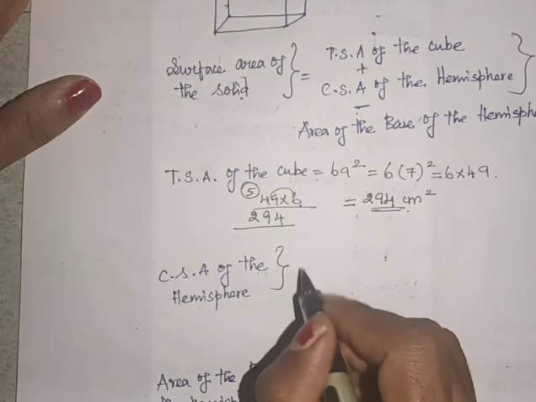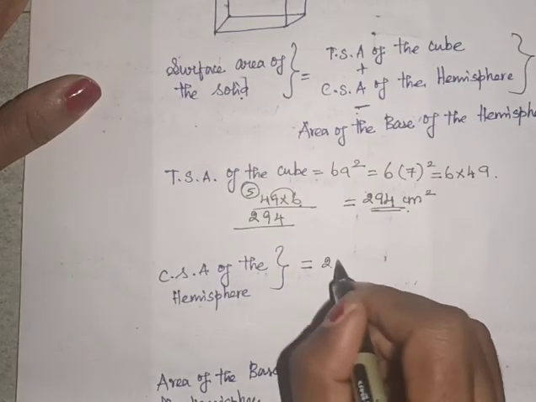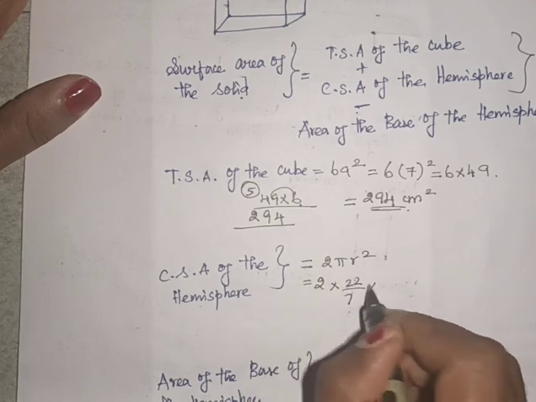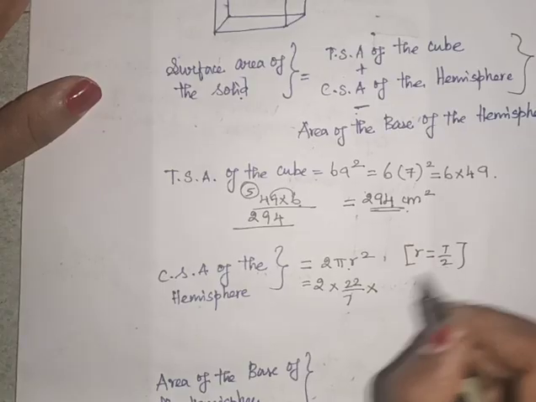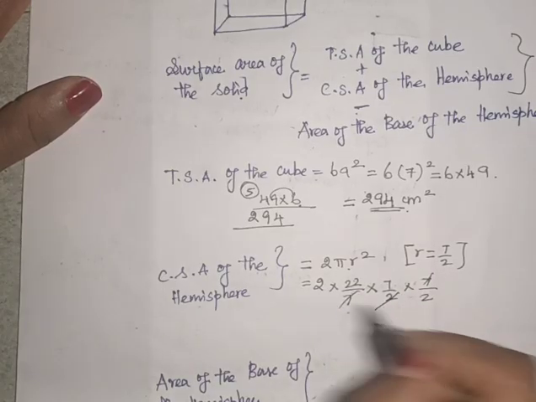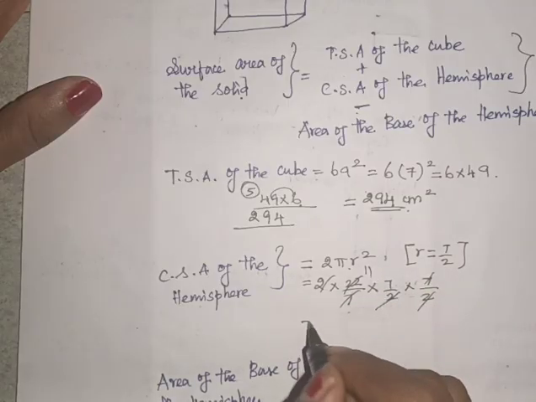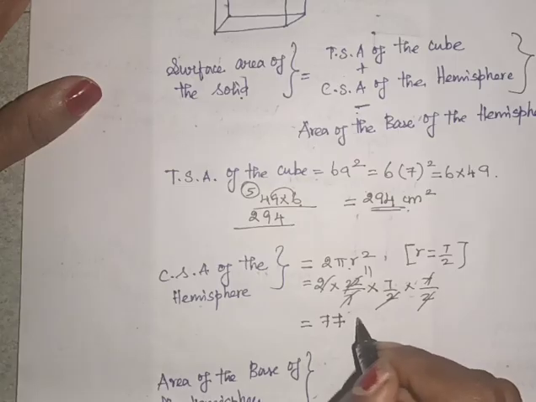Next, curved surface area of the hemisphere, formula 2 pi r square. 2 into 22 divided by 7 into r squared. R value here, r is 7/2. 7/2 into 7/2. 7 get cancelled. 2 cancelled. In 2 table 22 is 11 times. Then the curved surface area of hemisphere is 77 centimeter squared.